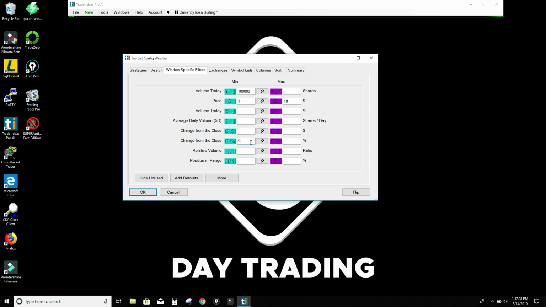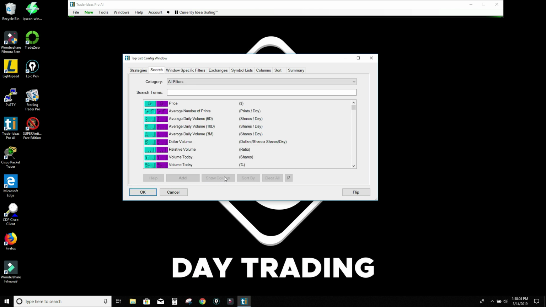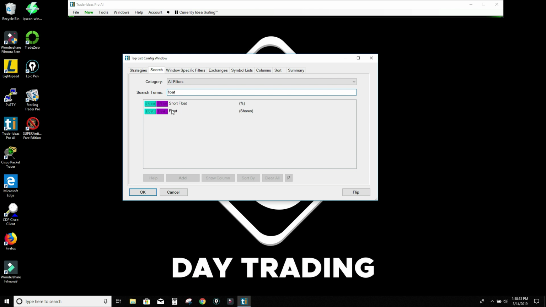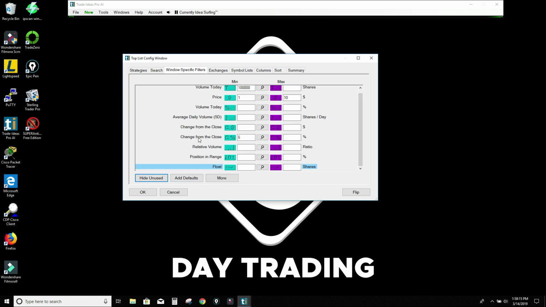The next thing I look for is float. So we don't have float on here, so what we're going to do is come to more and then choose all filters on the category, and then we can just type in float and then click float, add filter, and the maximum.